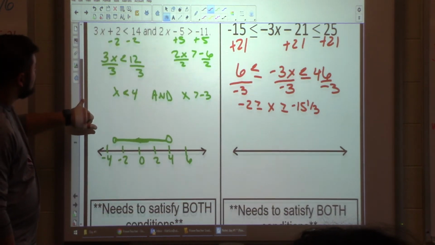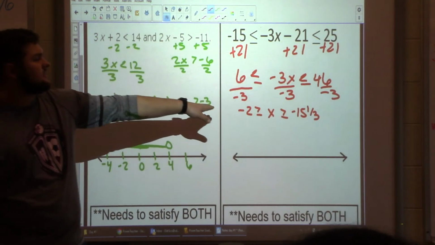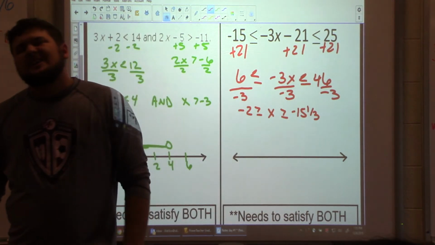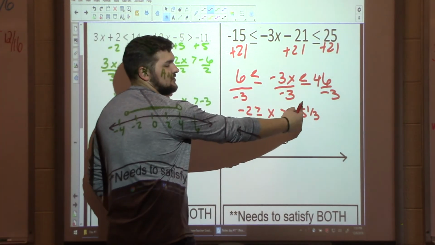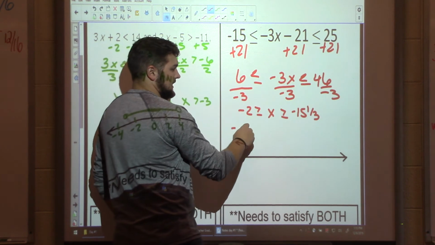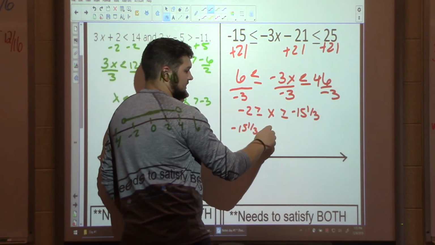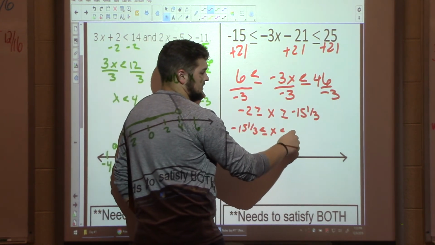Alright, hey guys. Is that a good answer here? I would say no. Would I mark it wrong? Probably not. I prefer if you flip them around, so your smallest numbers are all the way to the left. Negative 15 and 1/3 less than or equal to x less than or equal to negative 2.